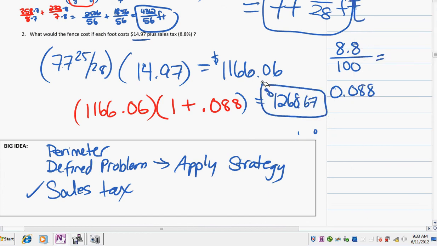So if I just went to the store with 1166.06, they'd say, sorry, I can't sell you enough because you need to pay sales tax. So sales tax is just a multiplier converting the percent to a decimal and then multiplying it times 1 plus it so that I keep the original amount.